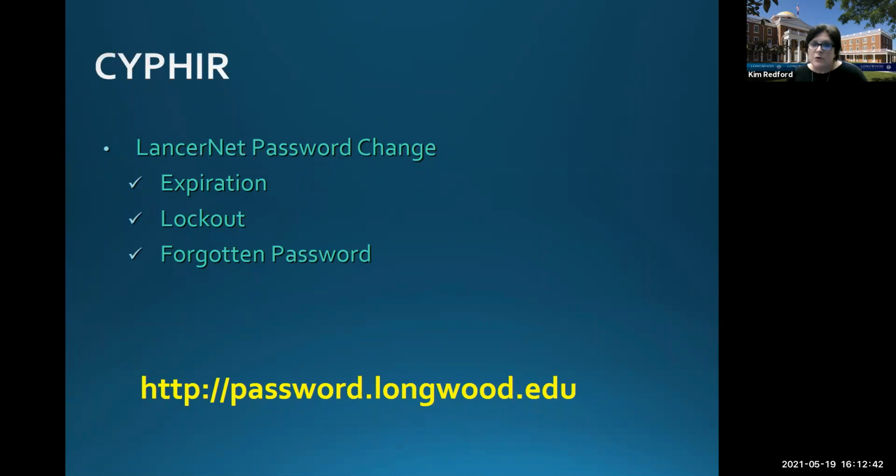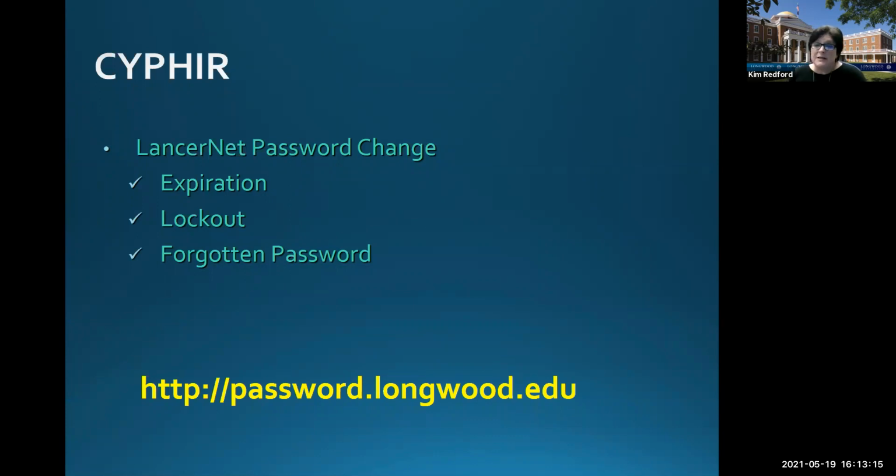So when your password is getting ready to expire, when it's 10 days prior to expiration, you will begin getting emails to your Longwood email account saying, hey, your LancerNet password is going to expire in 10 days. And it gives you a link to the Cipher website to go out and reset that password. You'll get that email 10 days prior, 9 days, 8, 7, 6, 5, 4, 3, 2, 1, all the way down to expiration. So Cipher is available for you at the time of the expiration.